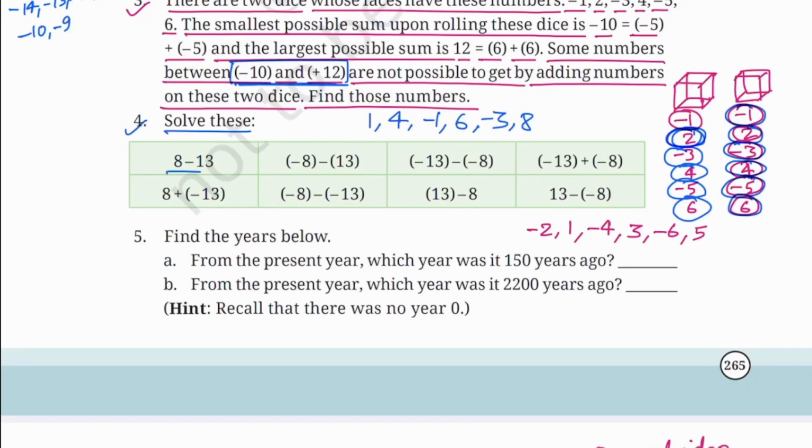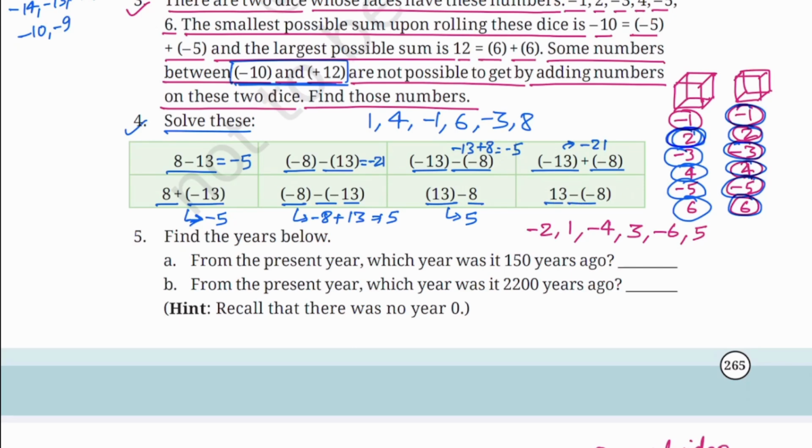4. Solve these. 8 and -13 is equal to -5. -8 and -13 is equal to -21. -13 minus -8 is equal to -13 plus 8 is equal to -5. -13 plus -8 is equal to -21. 8 minus 13 is equal to -5. -8 minus -13 is equal to -8 plus 13 is equal to 5. 13 minus 8 is equal to 5. 13 minus -8 is equal to 13 plus 8 is equal to 21.